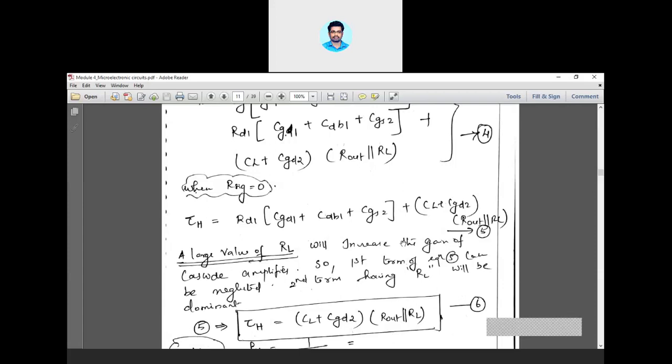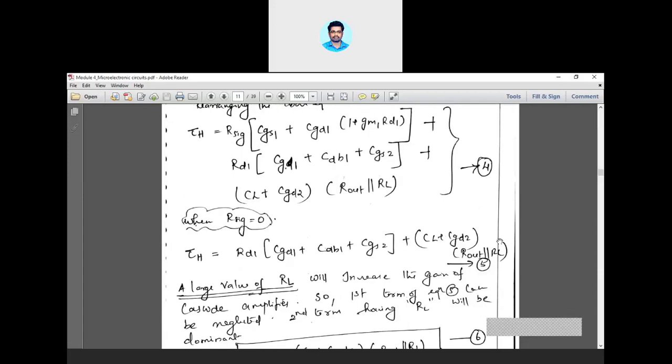So what you have to do is use a very large value of RL. In equation number 5, consider that the load resistance RL is very large. What will happen if the load resistance value is very large? This term will vanish because the third term of equation number 5 is going to be dominant if we consider a very high value of RL. But if you are not considering a large RL, then this is going to be neglected.